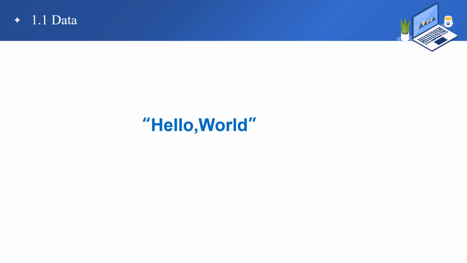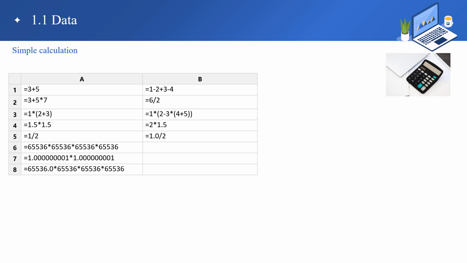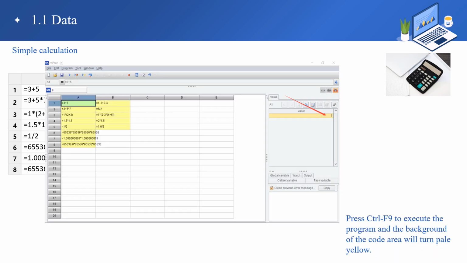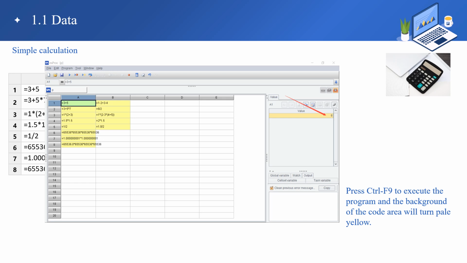A computer program should be able to do what a calculator can do. Let's see how SPROC does the arithmetic by coding in the cell. The equal sign preceding the code in each cell is compulsory, just hold your question for a while. The parentheses must be in English format, an error will be reported if they are in the Chinese format.